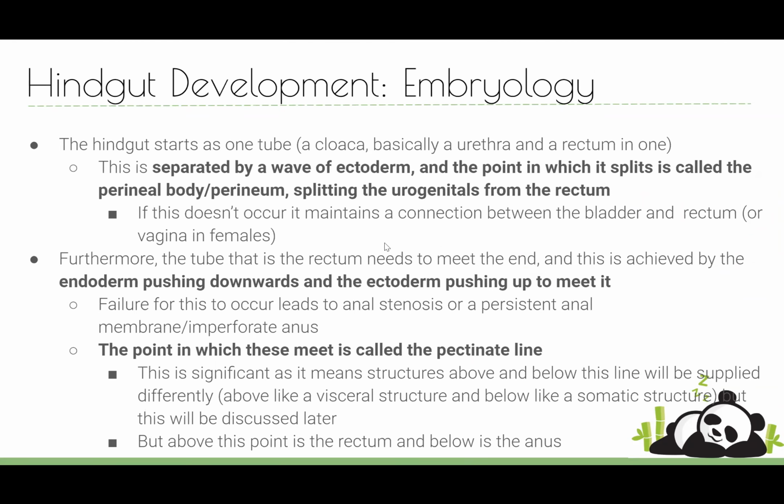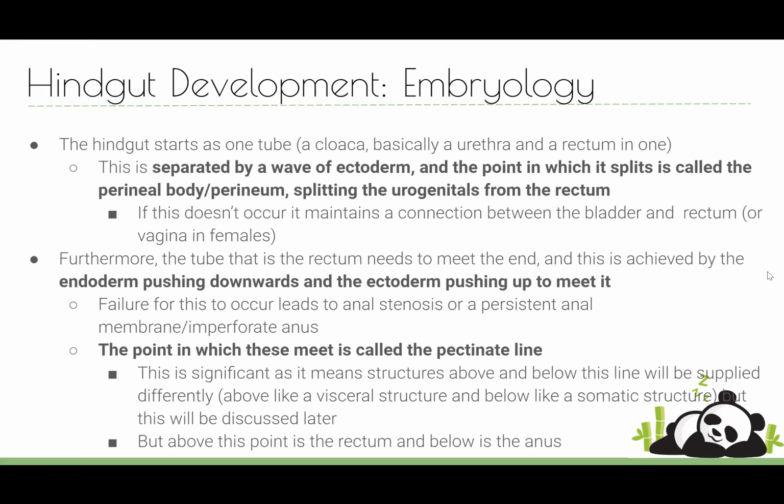And it's separated by a wave of ectoderm. The point where it finishes is called the perineal body or the perineum, splitting the urogenitals from the rectum. That term itself is more important next semester, but effectively just think of it as the bit of flesh between the genitals and the rectum. If this doesn't occur, you get a connection between the bladder and the rectum, or the vagina in females.